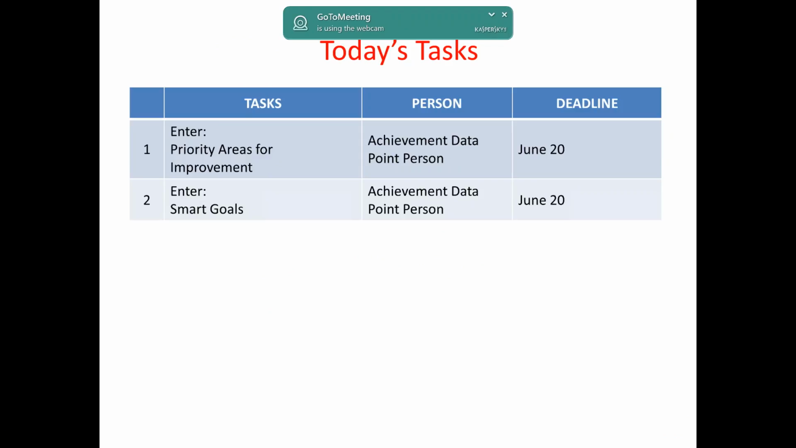So the tasks that we're doing are entering two things, your PAIs and your SMART goals. Your SMART goals will be aligned with your PAIs. They'll fall under your PAIs. Okay? Deadline is June 20th. We know that the schools are taking the month of July off, so we want to give you that month off. So you finish up by June 20th. That gives Tina a week or so to review your work and ask you to make any revisions.